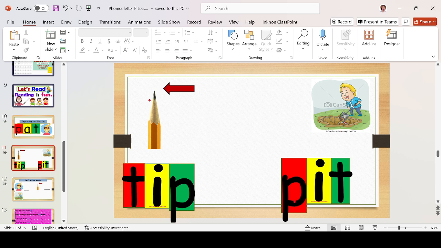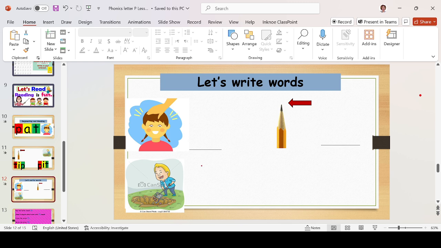Very good. So I want you to pause the video and practice again to read. You can practice until you feel comfortable that you can read the words without struggling. Then you move on to writing the words.